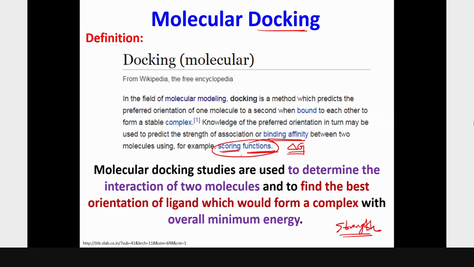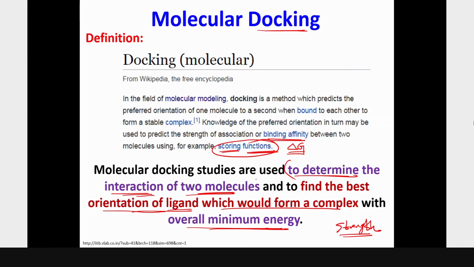So the idea in docking is, you can read this definition also, but I have written this in more simple words. In molecular docking, what you actually do is determine the interaction of two molecules and find the best orientation of the ligand which would form a complex with overall minimum energy. I said it is simple, but let's try to divide this into different parts.